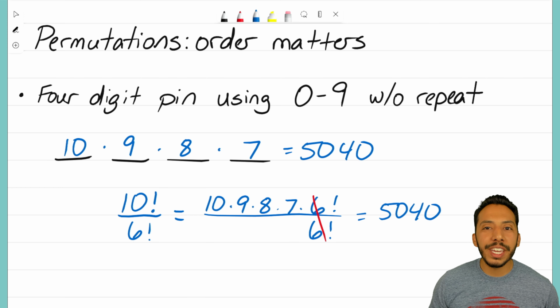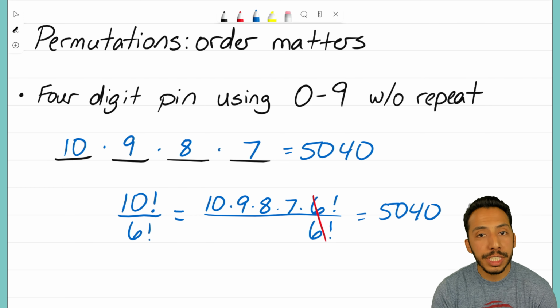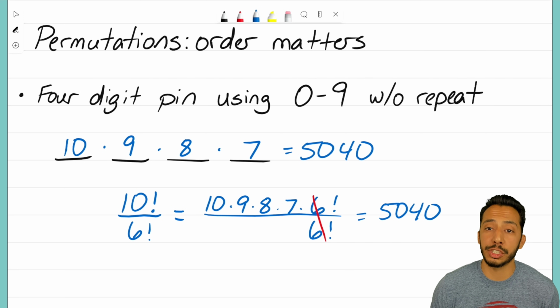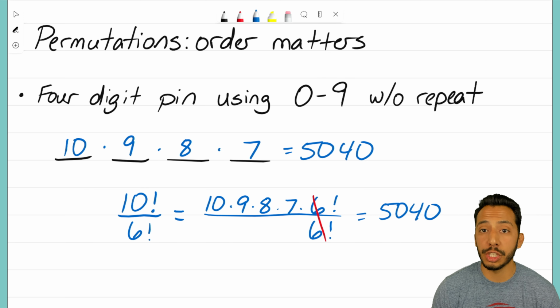Now, some of you might be thinking, why the heck are we creating this fraction when I can just make my decision chart? And you're right, we could do a decision chart for this problem because this is a relatively easy problem for us to look at.